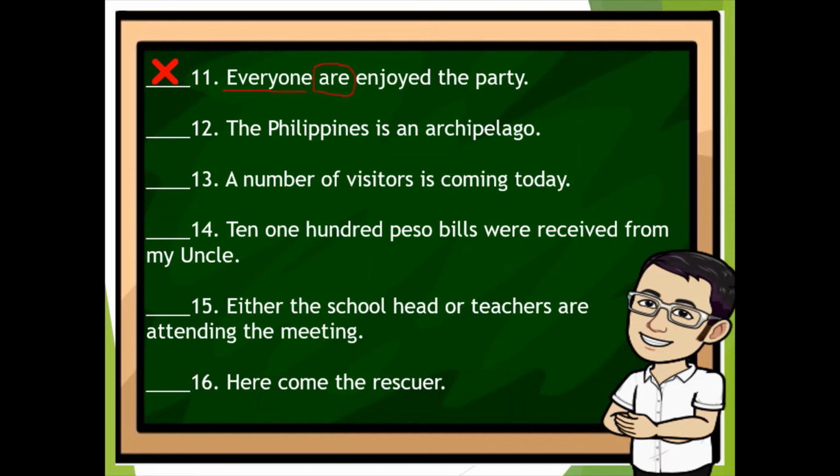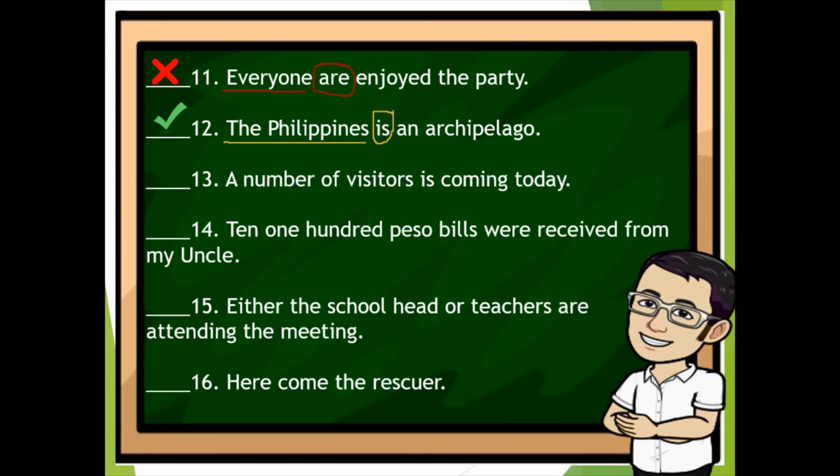Next, number 12. The correct answer is check mark. It has no error in the sentence. The sentence is correct. So the agreement between the subject and verb is correct. The subject here is Philippines. It is a name of a country. So if it is a name of a country, then it must take a singular verb. So that is for number 12.